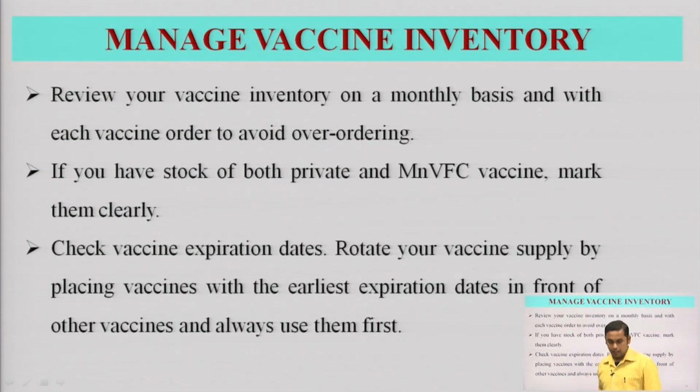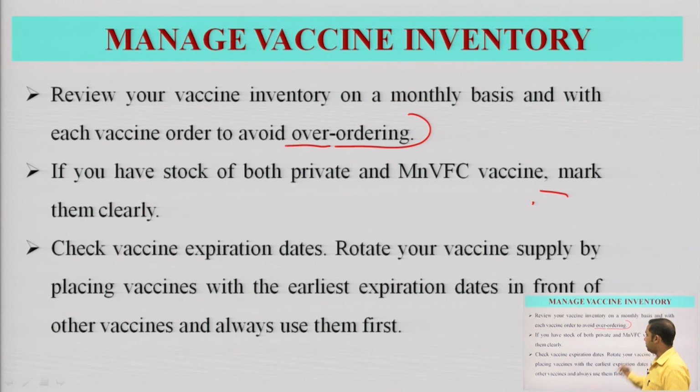How will you maintain the vaccine inventory? Review your vaccine inventory on a monthly basis with each vaccine order to avoid over ordering. If you are running a pharmacy shop, or storing your vaccines in a warehouse, you have to check your inventory on a monthly basis, so that over ordering is avoided. If you check your stock, mark both the private and MNVFC vaccines differently. You have to separate them and mark all these things.